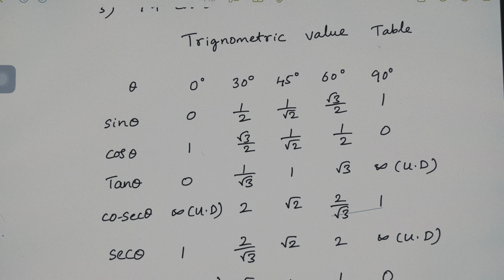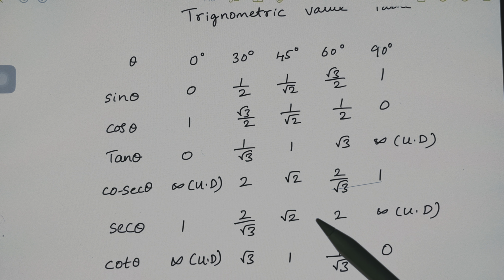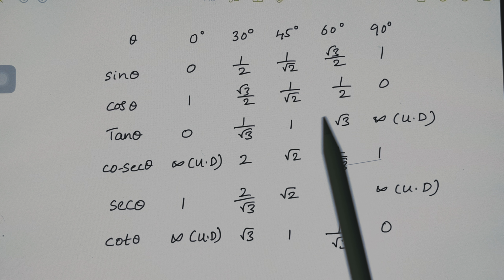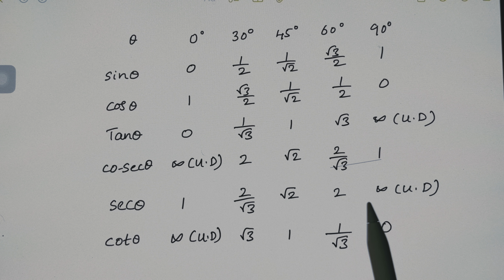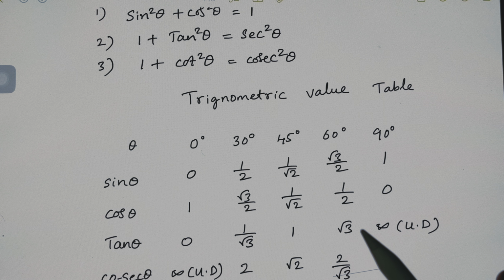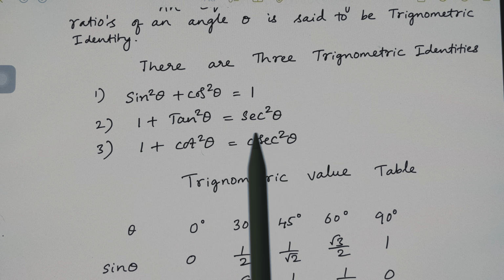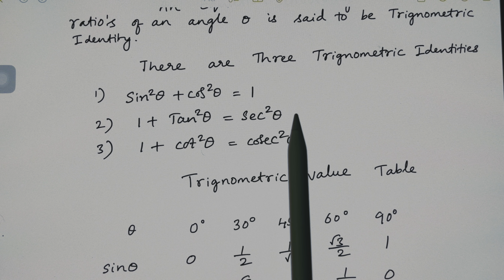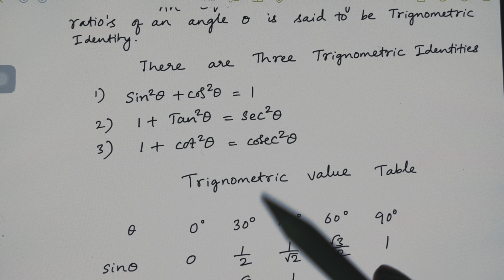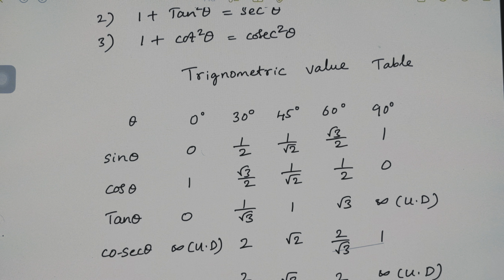So we have completed the trigonometric value table. With all these trigonometric values, you have to work out and also remember these values. It will be very much helpful in calculating and solving different types of problems. Earlier I said we will work out these three trigonometric identities to get different formulas.